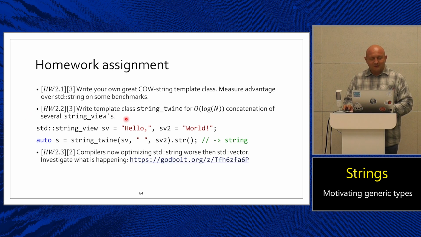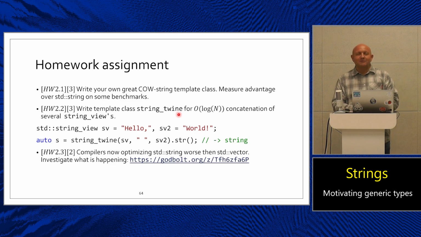Homework 2. Write template class string twine. I'm a compiler engineer, and in the LLVM compiler infrastructure there is a twine class, which is great. And I want your twine class to be even greater, because I expect your twine class to be based on a tree data structure and to spend no more than log n iterations concatenating several string views. And the third task is even more interesting. The deadline for every task is 1 month.